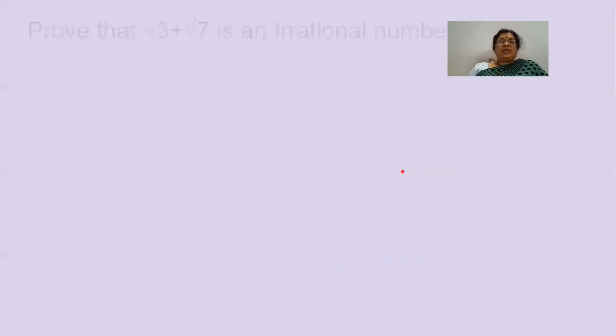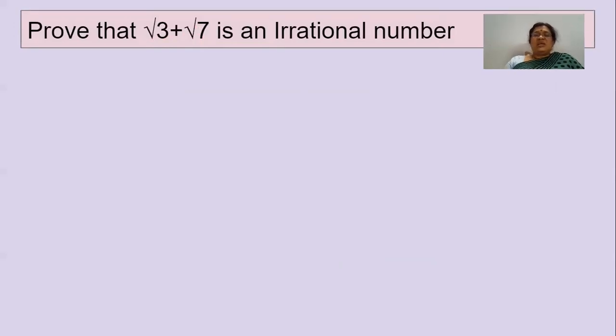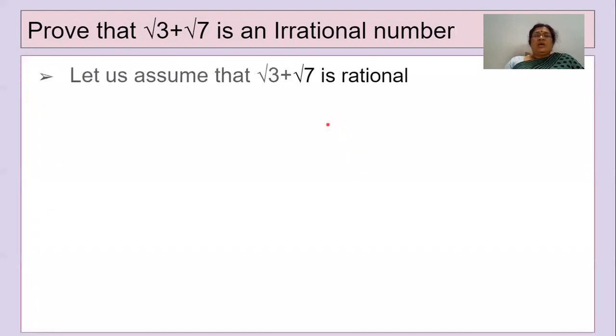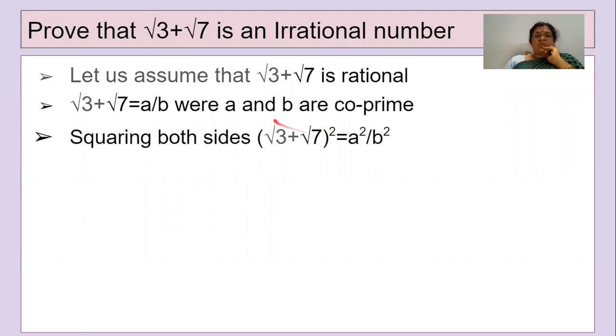Next problem. If two roots are there, see here, root 3, root 7. Prove that root 3 plus root 7 is an irrational number. For this problem also, we will take that root 3 plus root 7 is a rational number. So the same steps, see here, for each and every problem, the first step and the second step are the same. So the third step is a little bit changed.